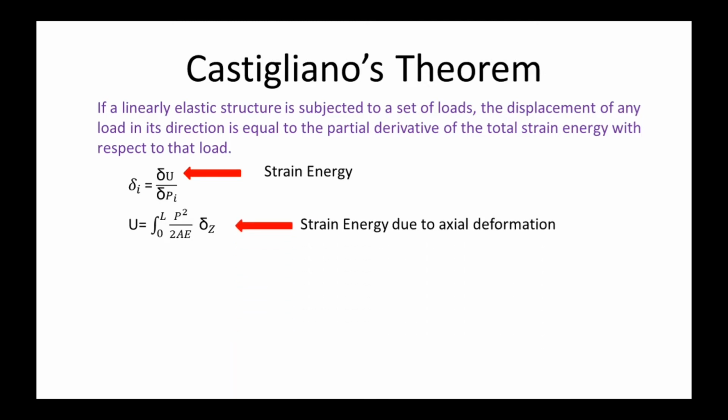This strain energy is due to the axial deformation, and we can rewrite this U is equal to summation of P square into L by twice AE, where P is a force developed in the member due to the applied load, L is the length of member, A is the area of member, and E is the modulus of elasticity.